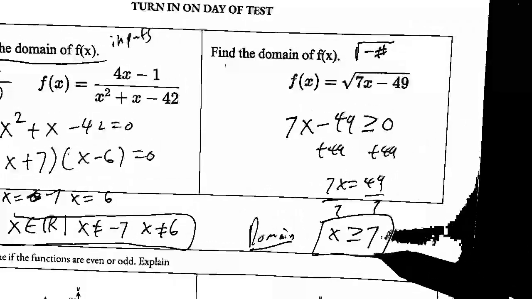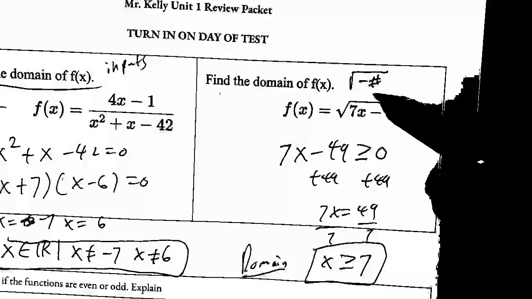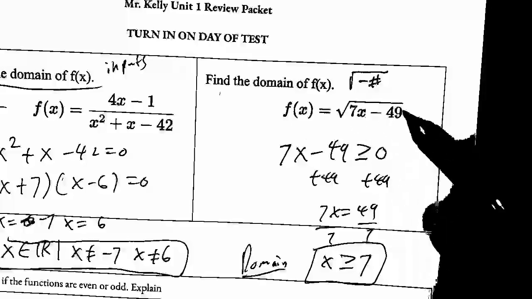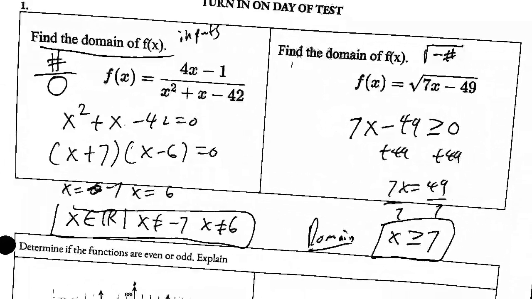Anything below 7, this is going to be negative, which will result in an undefined answer, so that's not going to work. So if it's a square root, all the answers need to be positive. If it's a denominator, it cannot be 0.